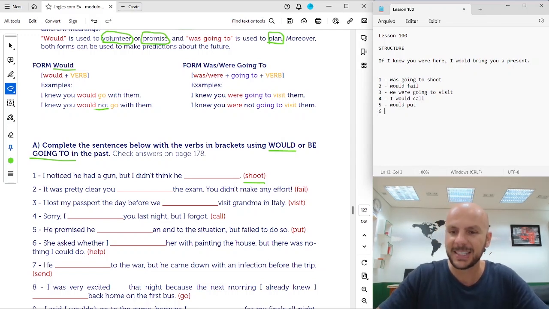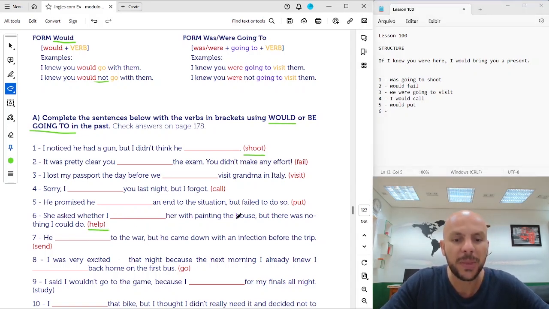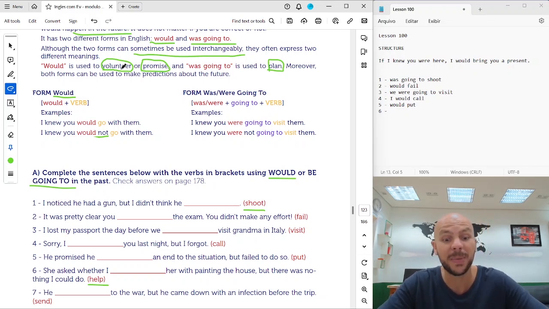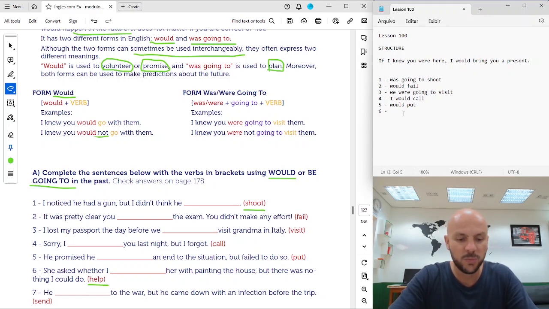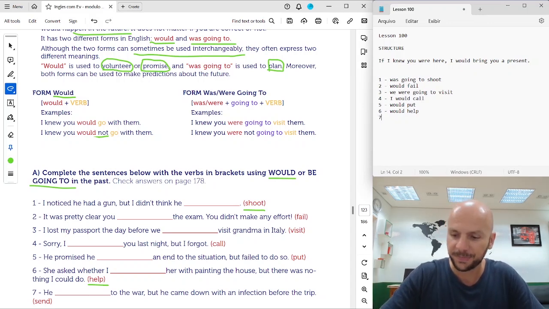6. She asked whether I would help her with the painting of the house. Volunteer. Help her with the painting, okay? So she asked whether I would help her with painting the house. But there was nothing I could do.